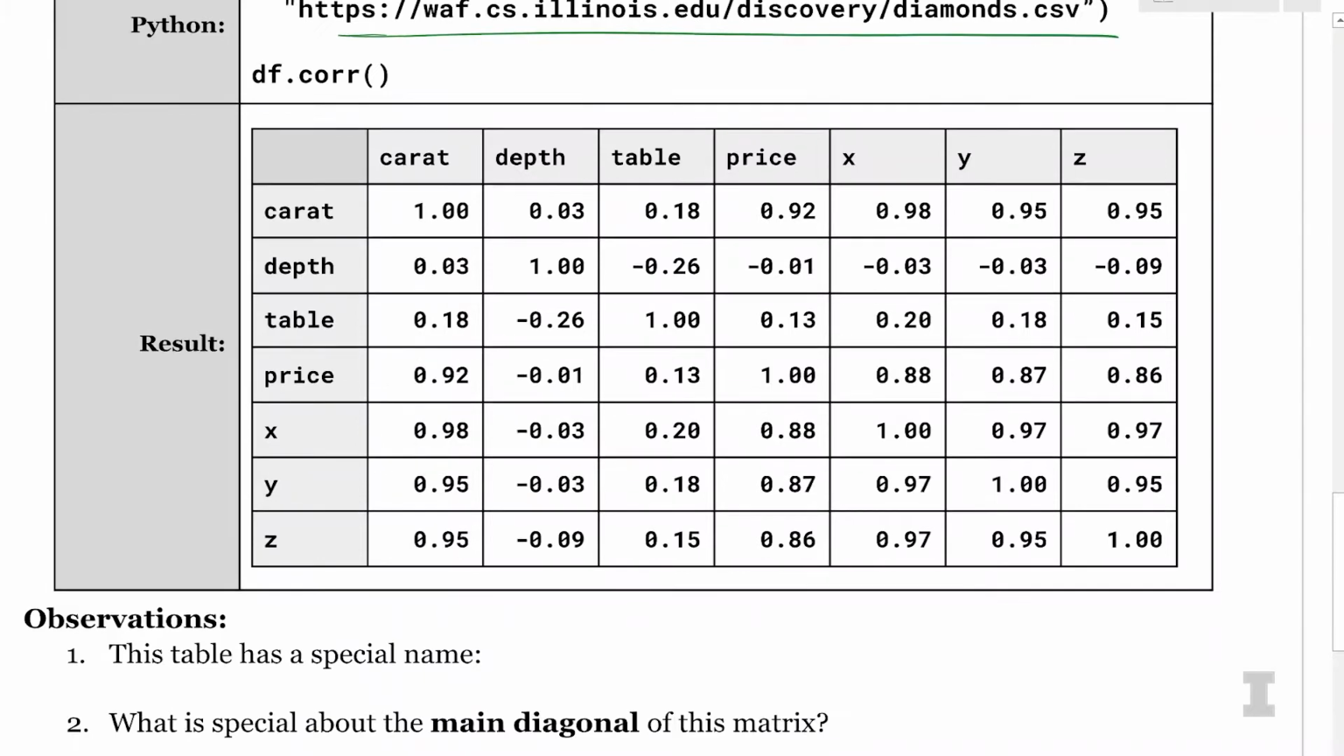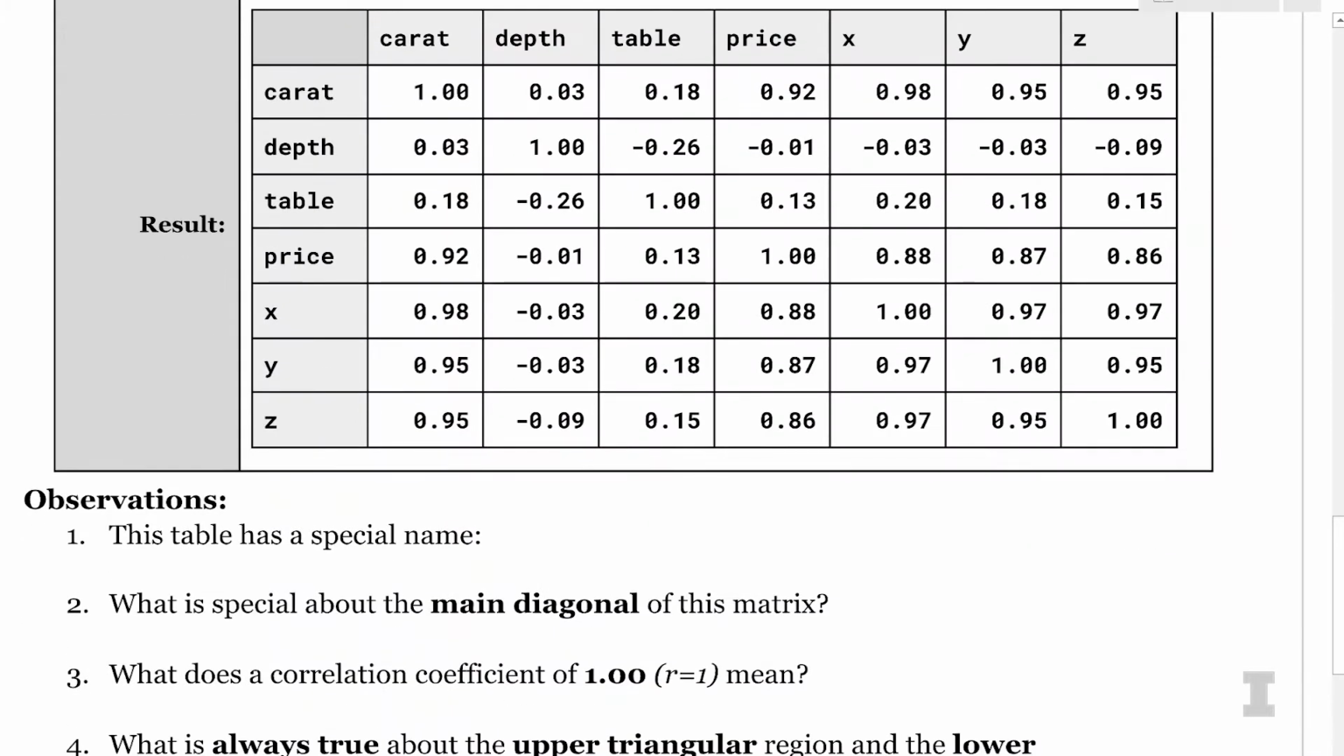So the color variable was D through J. That makes sense because you need numbers to calculate the correlation coefficient. Exactly. So this shows the correlation between all numeric columns. And we don't have a way to create a correlation between a numeric column and a non-numeric column. So there's a number of observations. So the first one is this table has a special name, and we call this the correlation matrix.